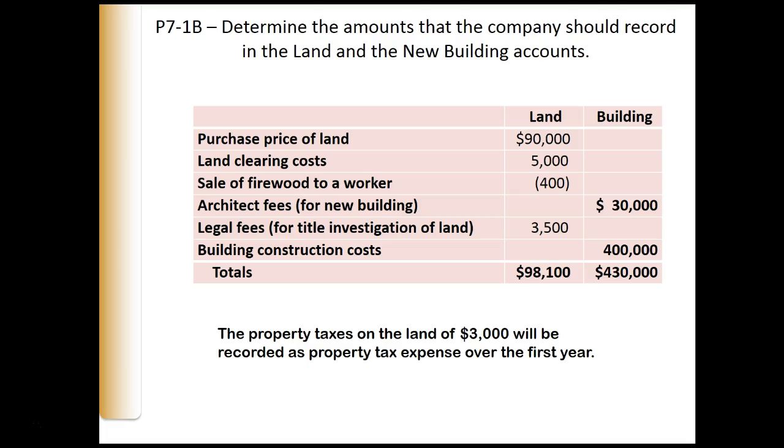So, as you see here, the purchase price of the land $90,000, the land clearing costs of $5,000, the sale of firewood to a worker we would subtract $400. The architect fees for the new building would go under the building account. The legal title for the land would go under the land account. The building construction costs of $400,000 would go under the building account. So far we would have, for purposes of the land account, a total of $98,100, and for the building it would be $430,000.